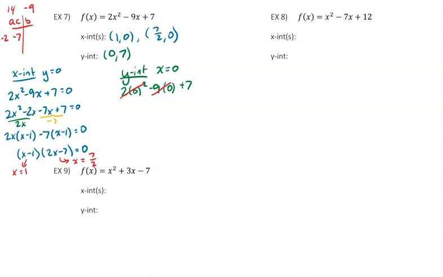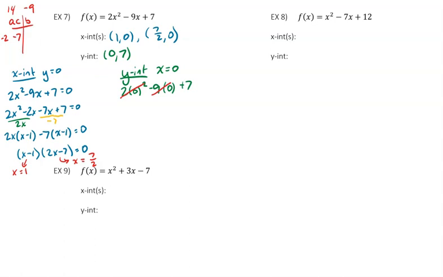And you may have picked up on this already, but if it is in standard form, then your c is going to be your y-intercept. That's it. So we can just take that last number. That's your y-intercept.